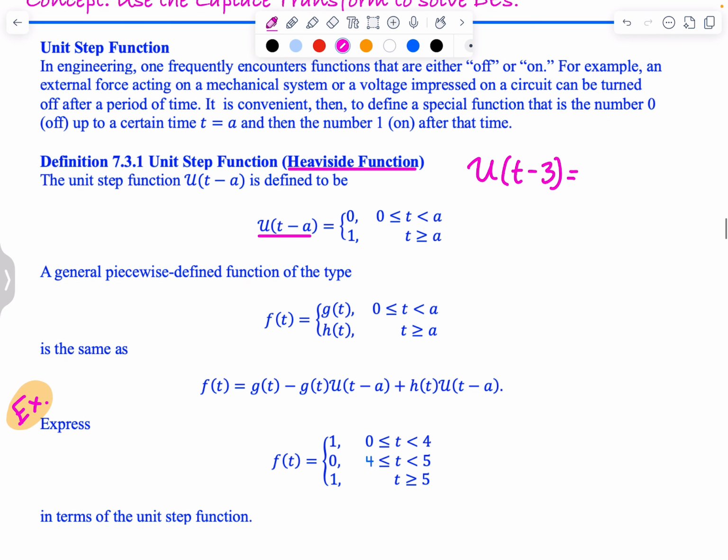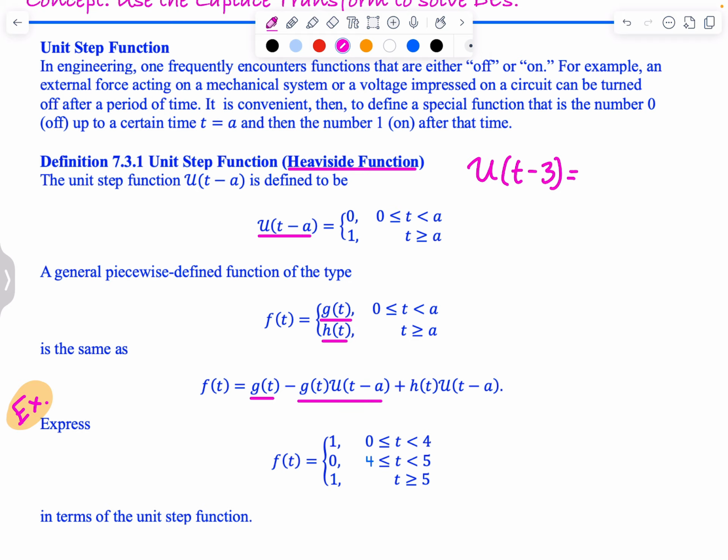Okay, so we actually could use this definition to come up with piecewise functions written a different way. So this function, take a look at it. It's g of t from 0 to a. And then at a, we no longer consider g of t. We consider h of t from a on. Now we can use the Heaviside function. So take a look at this. From 0 to a, we'll have this g of t. But once I get to a, I want that g of t to go away.